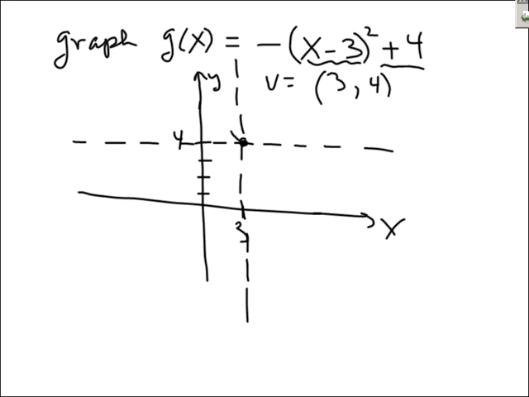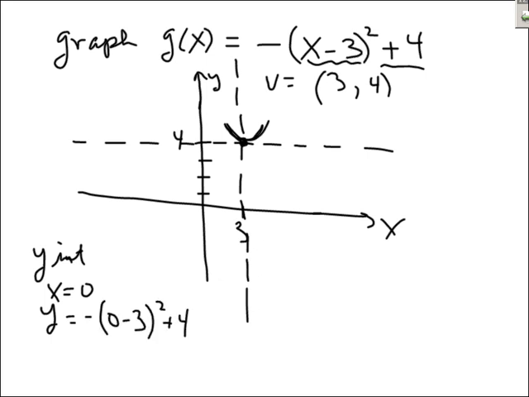Now, when I draw my U shape, I think it's clear that I'm not going to hit the x-axis, but I'm going to hit the y-axis. So to find the y-intercept, we let x be 0. So y is equal to negative 0 minus 3 squared plus 4, which is negative 3 squared plus 4, which is negative 3 squared is 9. So it's negative 9 plus 4, which is negative 5.